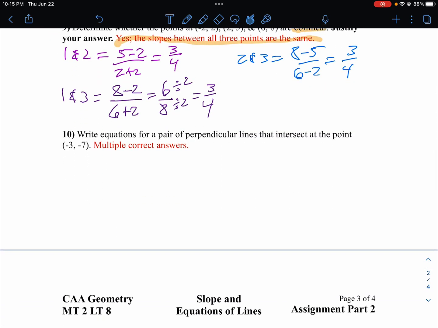Number 10. There are multiple correct answers. Just make sure your lines are perpendicular, and they have to go through the point (3, -7). So make sure your slopes are opposite reciprocals. I would write this in point slope form, but you have more than one correct way to do this question.